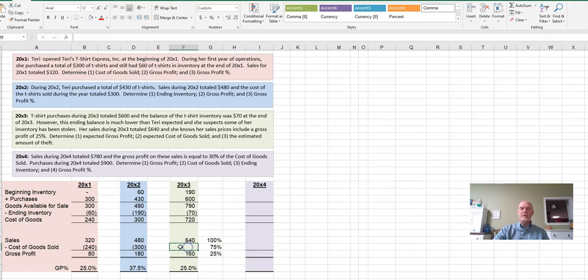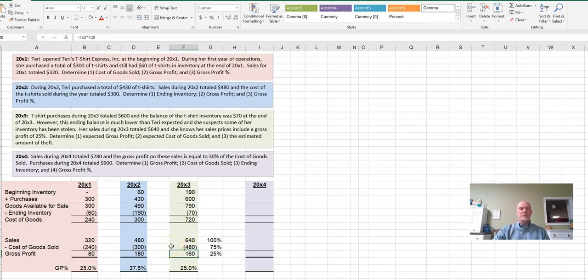So either way you can calculate the difference between these two dollar amounts, or take 75% of the sales. Either way you do it, the cost of goods sold, I'm going to subtract backwards so that I have a negative number. Cost of goods sold is 480. Put a negative sign on that. Again, 640 minus 480 is 160.